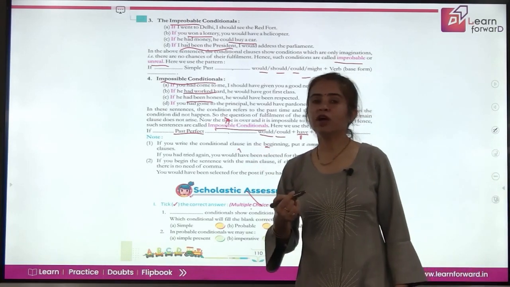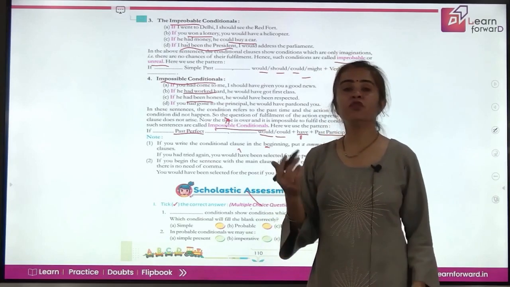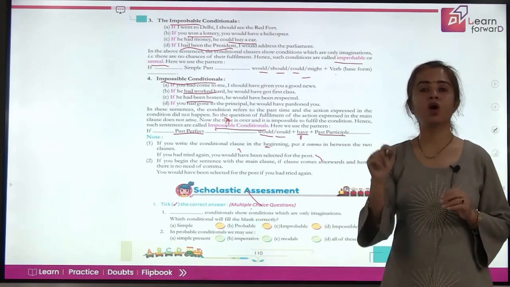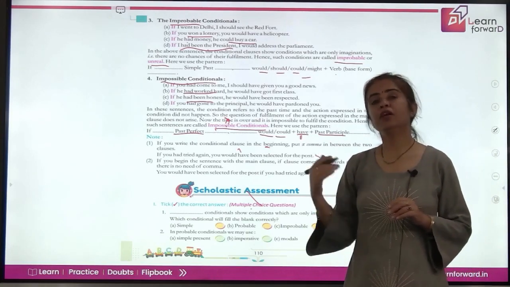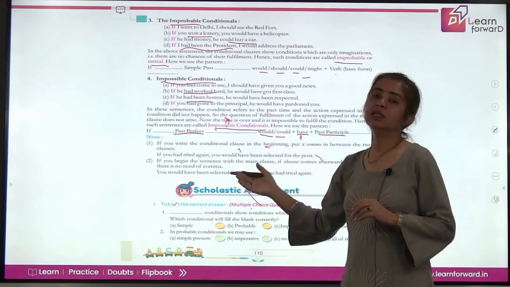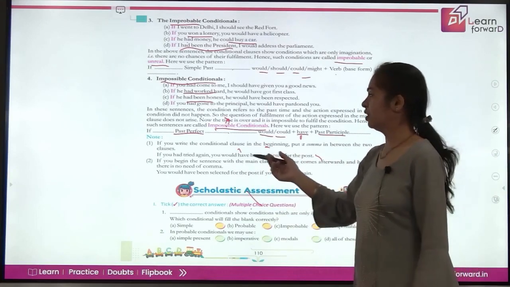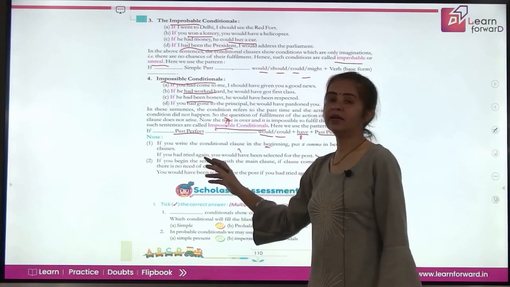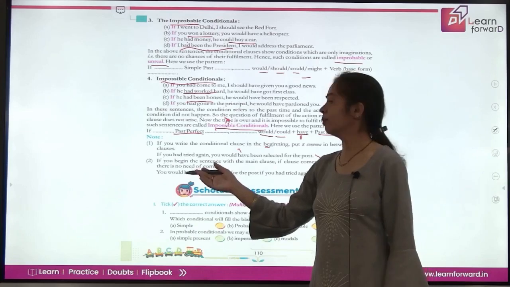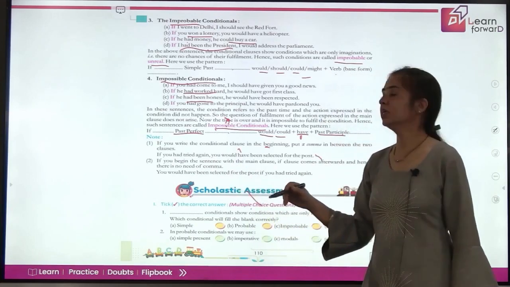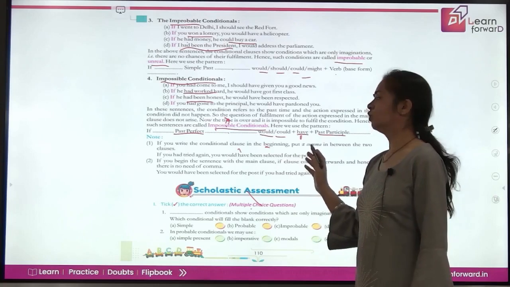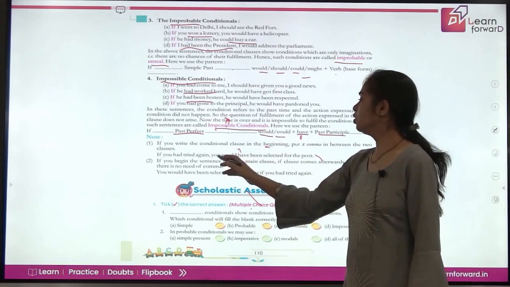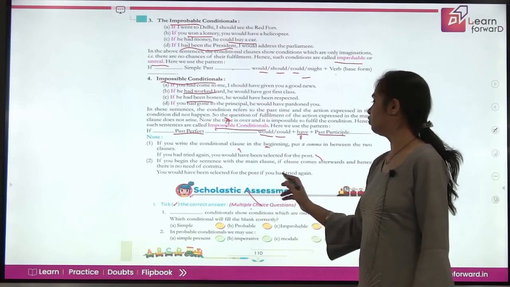Now, one thing you have to remember is while writing conditionals, if you are writing the if clause first, you will put a comma for separating the two clauses. But if you start the sentence with the main clause, then you will not use a comma. For example, if we write the same conditional like, if you had tried again, here the if clause is coming first, so you are using a comma after it. You would have been selected for the post. If I write it the other way around, starting with the main clause, it will be: you would have been selected for the post if you had tried again.